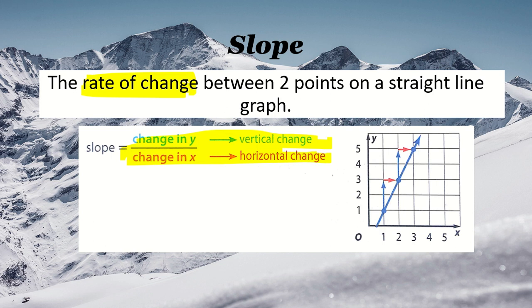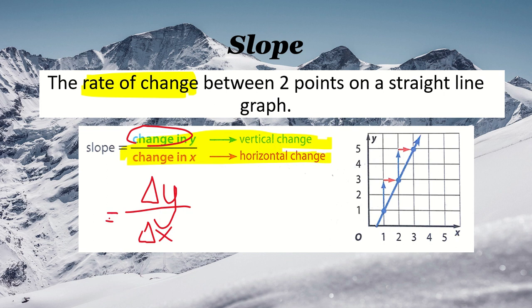And the change in y is the vertical change. Change in x is the horizontal change. Remember we had a symbol for change in y. It's delta, or that triangle. So even for slope, we could use this exact same thing. So at least you're not learning a new formula.